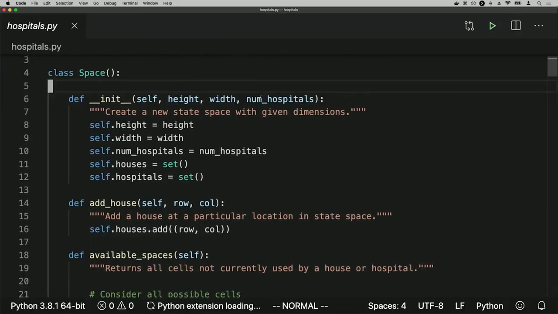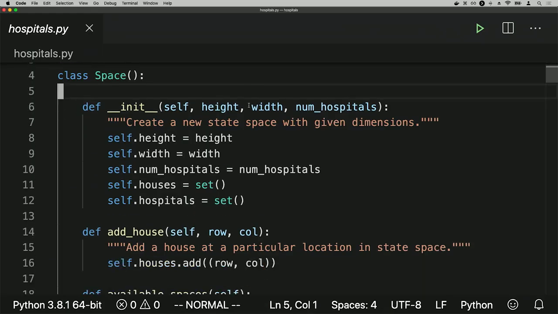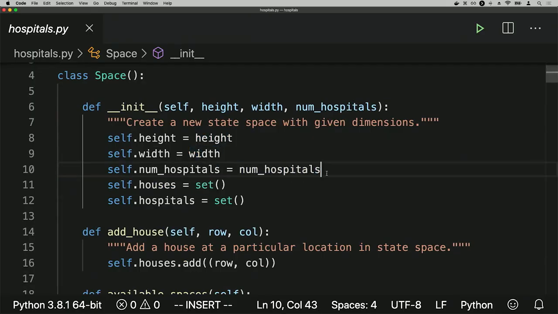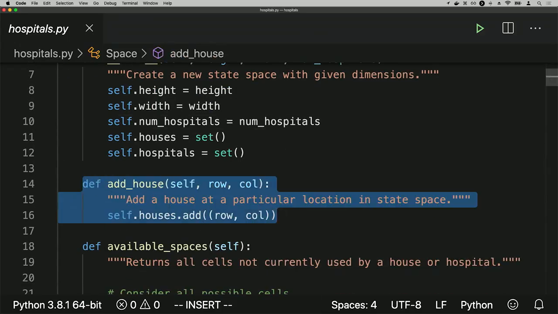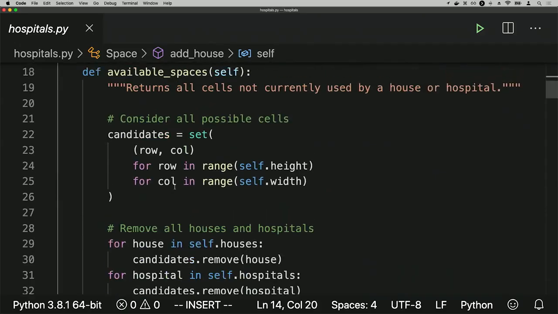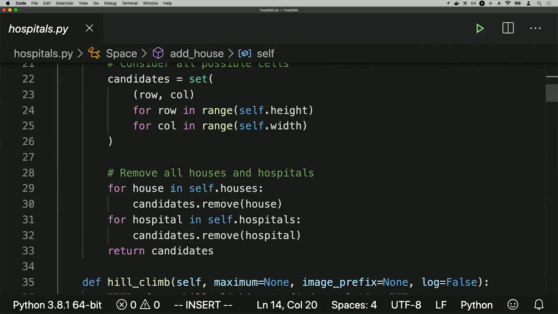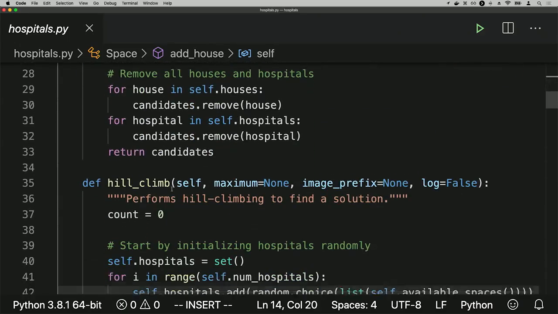I've defined a class that is going to represent the state space. So the space has a height and a width, and also some number of hospitals. So you can configure how big your map is, how many hospitals should go here. We have a function for adding a new house to the state space, and then some functions that are going to get me all of the available spaces if I want to randomly place hospitals in particular locations.